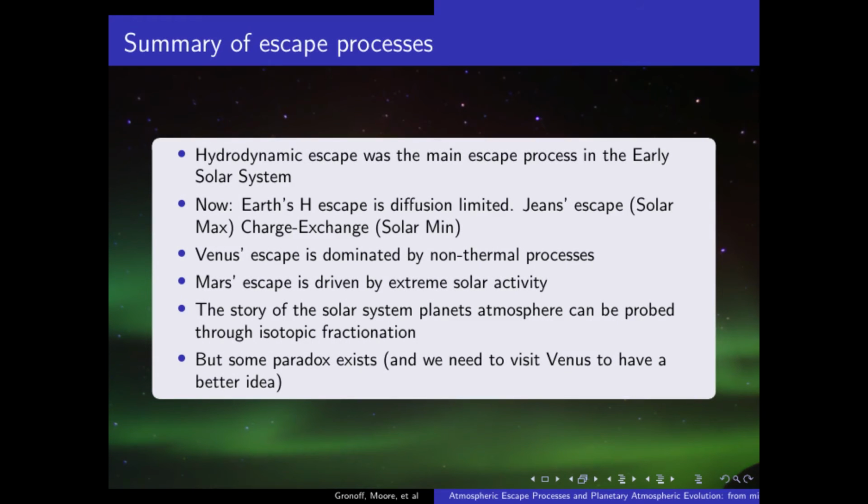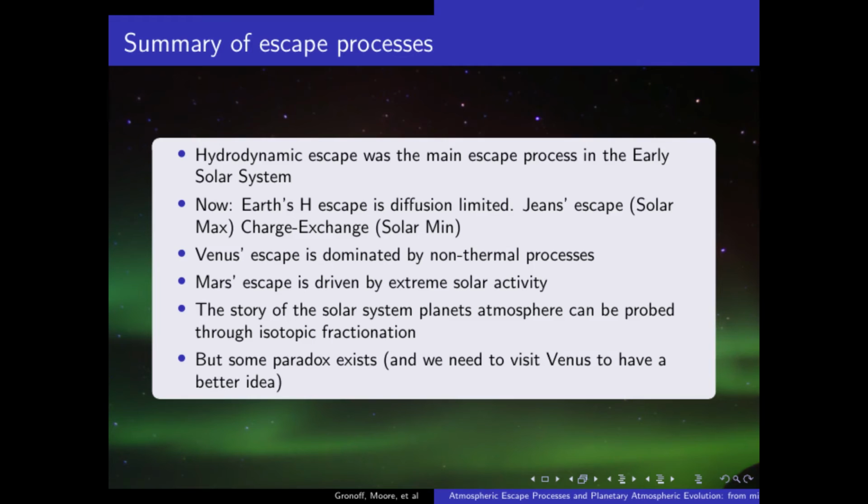We have seen that the story of the solar system planets' atmospheres is very interesting. The solar system planets had a lot of escape, and in the history of the solar system, a lot of different escape processes happened. In the past, hydrodynamic escape was very important for the rocky planets, but now it has changed. We have now Jeans escape at all the planets in the solar system, but it can be dwarfed by other escape processes, like what is happening in Venus now, where the escape is dominated by non-thermal processes.